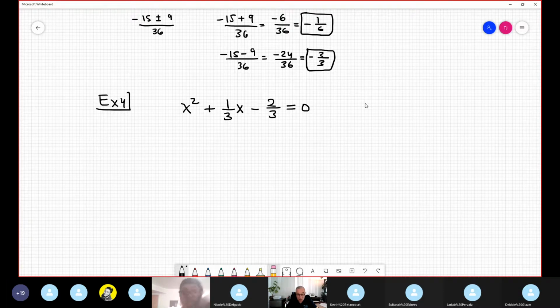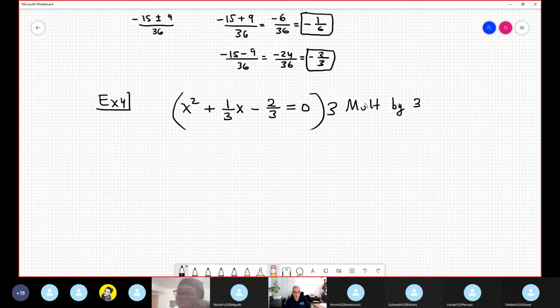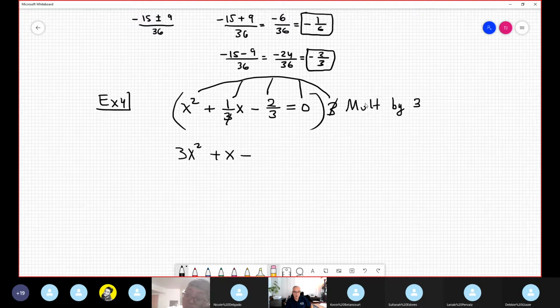You have an equation which is confusing. However, you multiply the entire equation by 3, because 3 is the least common denominator, the only number that we have in the denominator. If you multiply everything by 3, and when I say everything, it is 3 times this, times this, and times this, we have 3x squared. And 1/3 and 3 cancel out, so it's only 1x. Minus, this minus, I repeat, and this cancels out again.